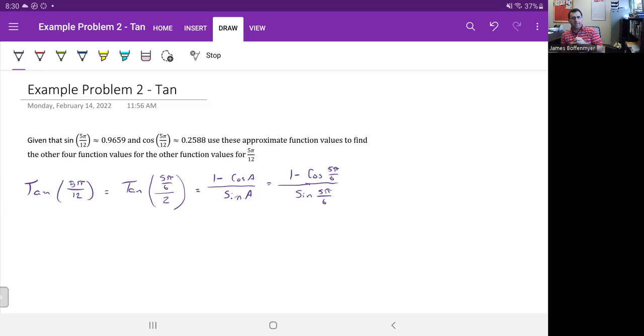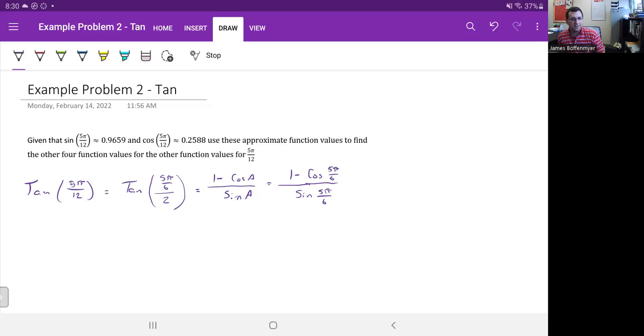All right. Now, cosine of 5 pi over 6. Let's see here. 5 pi over 6, that would land you in the third quadrant, right? Let's double check. When in doubt, you can always double check. Yeah, that gives you 150 degrees. Okay, so 150 degrees is in the third quadrant.